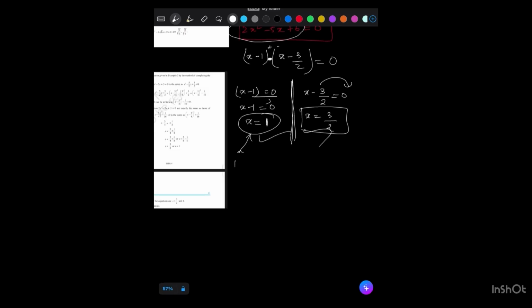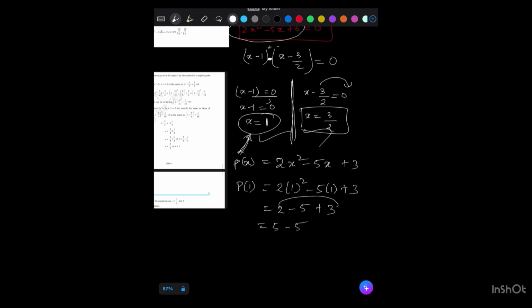Okay, now we have an equation, as I mentioned before, we can write it as p of x. P of x is equal to 2x squared minus 5x plus 3, right? Now we are going to replace the x with 1. So p of 1 is equal to 2 times 1 squared minus 5 into 1 plus 3. It will become 2 minus 5 plus 3. 2 plus 3 is 5, minus 5 is equal to 0. So we got 0, right?